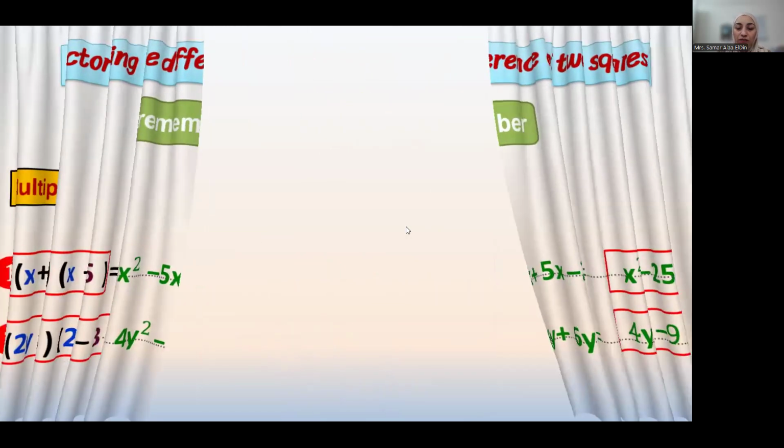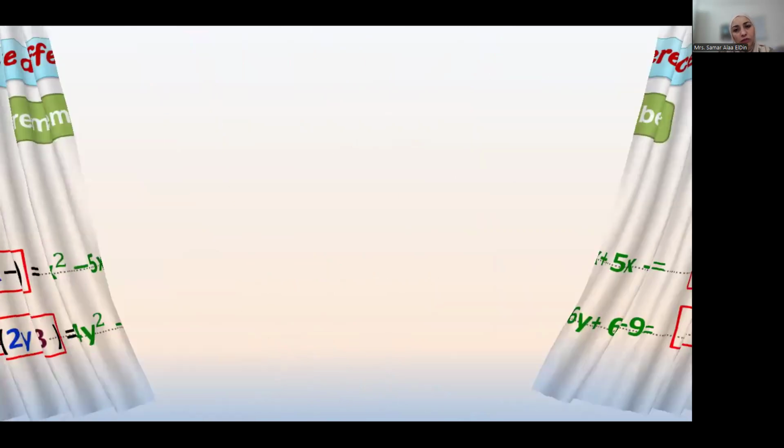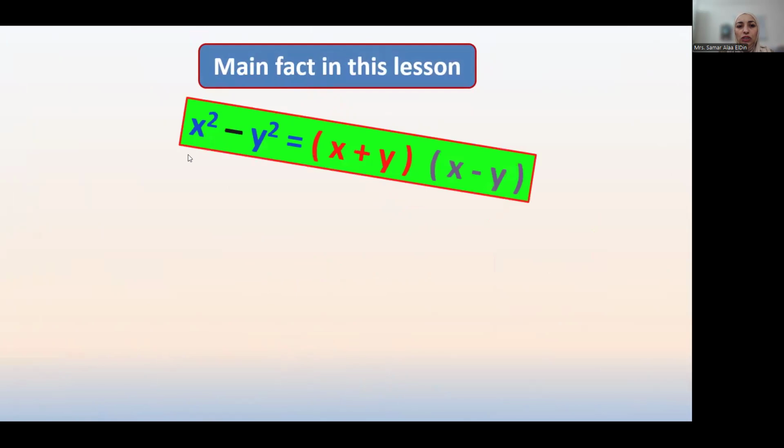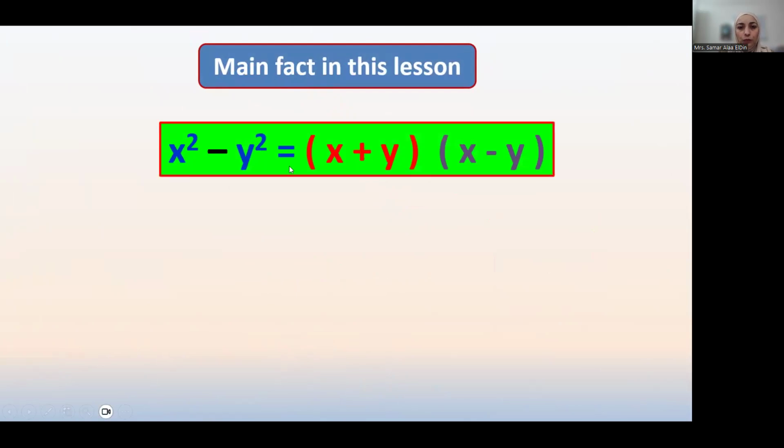So now we have a fact. The fact means a rule, which is x power 2 minus y power 2. When we have two terms, we can take the square root of the first term and the square root of the second term, and between them is a negative sign. So the answer will be two brackets with similar terms but different in sign.